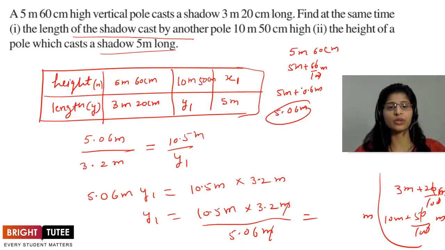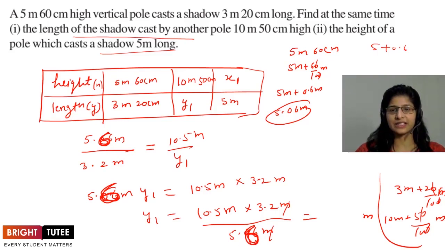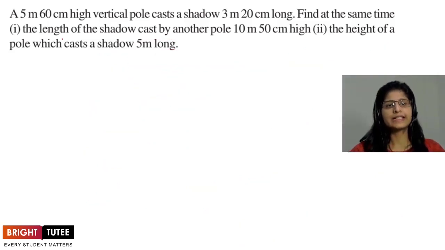Just to see, okay, one more thing that we have done here, just see 5 meter plus 0.6, 5 plus 0.6 is 5.6, so it is 5.6 only. Okay, it is 5.6, not 5.06. Here also I am changing it. Okay, now you can solve it easily. Solving it, we are going to get, okay, let us start this question.